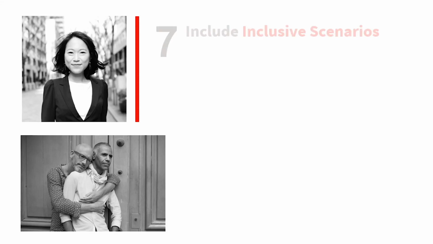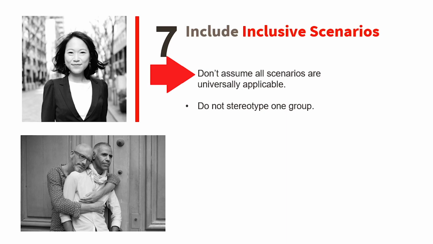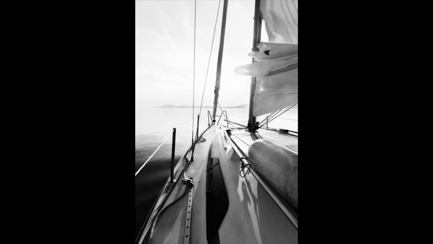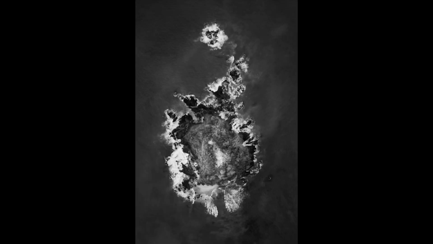Tip number 7. Include inclusive scenarios in your training. I remember as an elementary age kid, I was working on a math problem that went something like this. You're traveling at a speed of 25 miles per hour in your boat, heading towards a beautiful island. Your friend is driving his boat at a speed of 10 miles per hour, heading towards the same island but from the opposite direction. You both started 10 miles away from the island. How much faster will you get there?